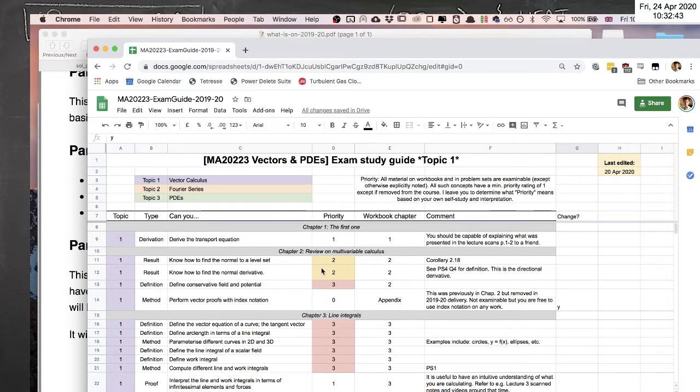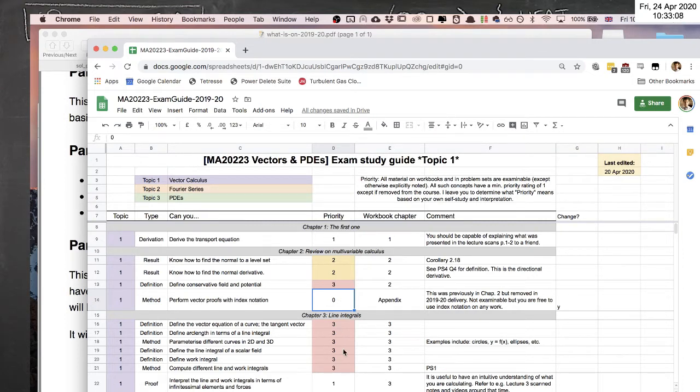I've loosely classified the topic into priorities. So a priority of 0 is basically you don't have to know it at all. This is something that I wrote in here previously, that all such concepts have a minimum priority rating of 1, except if it's removed from the course. So basically anything that I've done in lectures is fair game unless I've explicitly written a 0 in there.